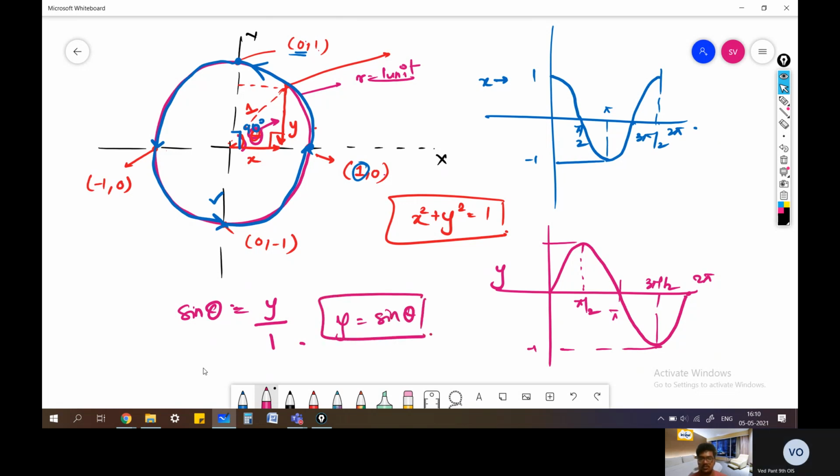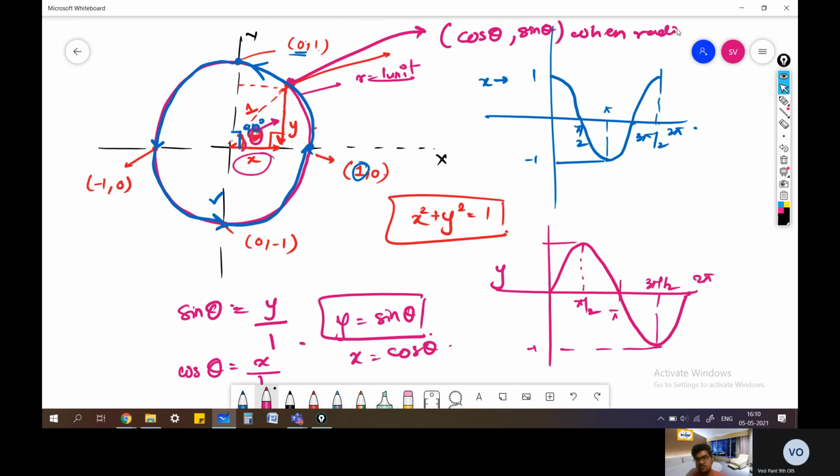Understood? Similarly, cos theta is adjacent upon hypotenuse, that is x upon 1. That means x equals cos theta. So the coordinate of this point is cos theta, sine theta, when radius is 1. Understood?